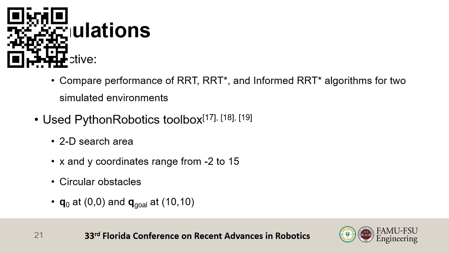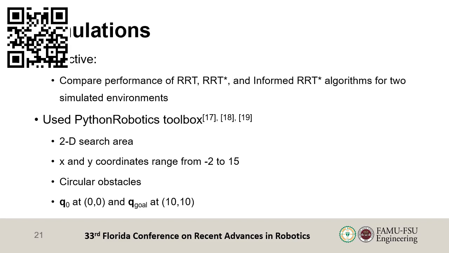Now I will discuss the simulations. The objective of these simulations is to compare the performance of the RRT, RRT star, and informed RRT star algorithms for two simulated environments. The runtime, number of searches, number of nodes in the tree, number of nodes in the final path, and path length were measured. The Python robotics toolbox was used to conduct these simulations. The maximum number of iterations for each path planning algorithm was set to 200.